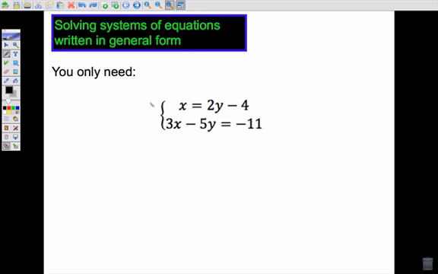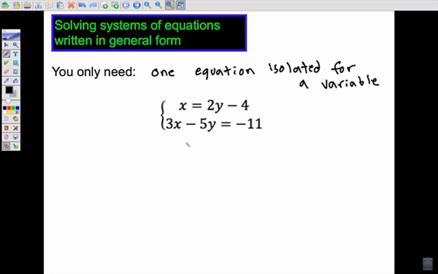So the basic thing, the only thing that you need in order to solve these by substitution, is you need one equation isolated for a variable. And it doesn't always have to be y.